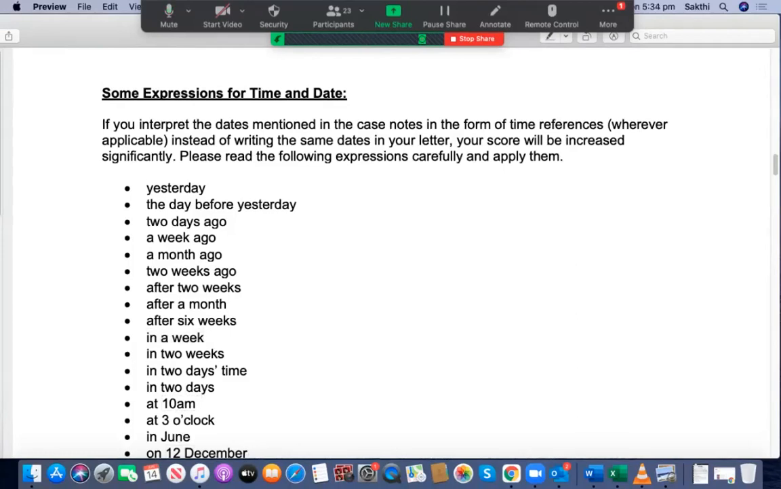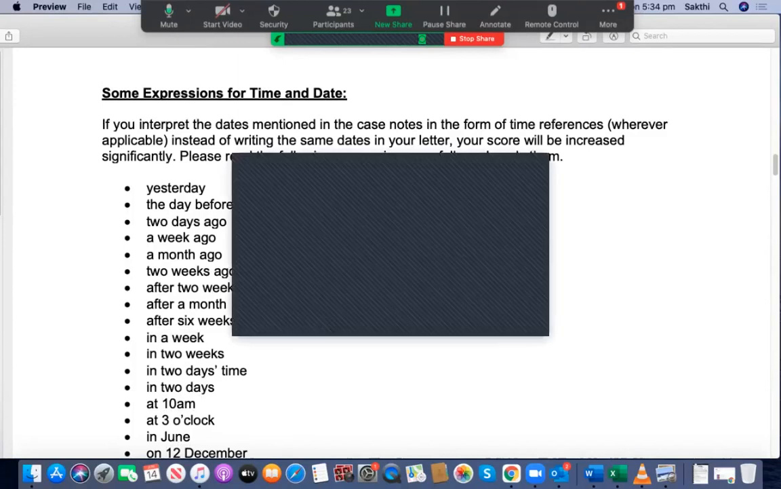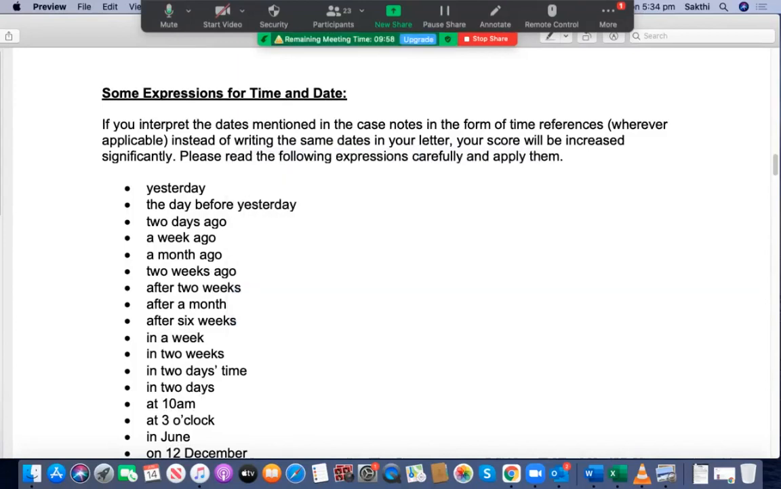Say, for example, today's date is the 11th of June. However, the patient was admitted on the 4th of June. Instead of writing "on the 4th of June the patient was admitted", you can use "a week ago", because 11 minus 4 is 7, right? 7 days ago, in other words, a week ago. So it's better to say a week ago. That's going to be of great help.